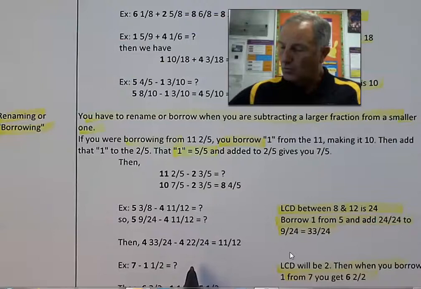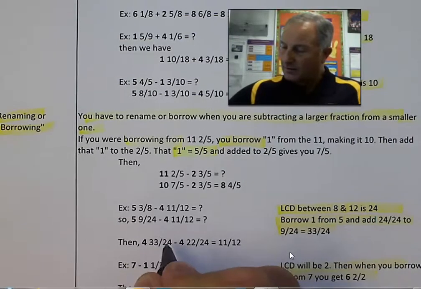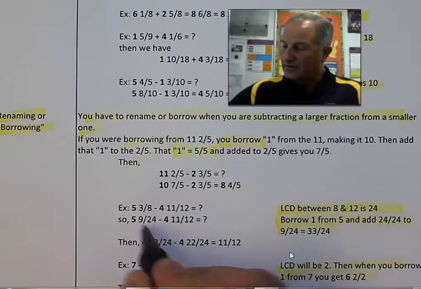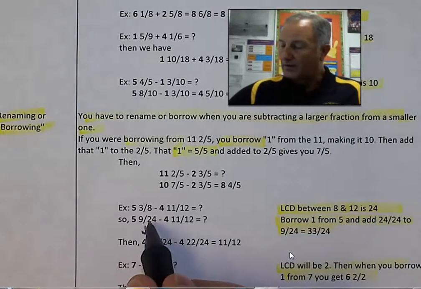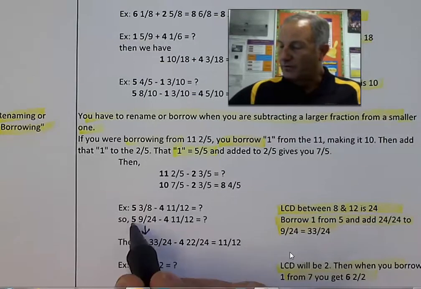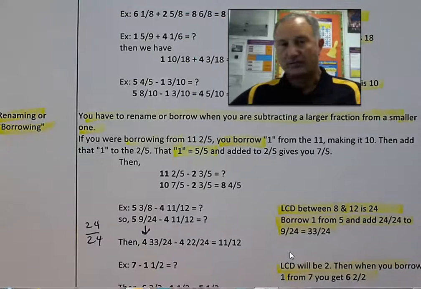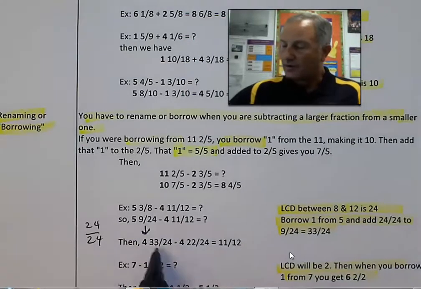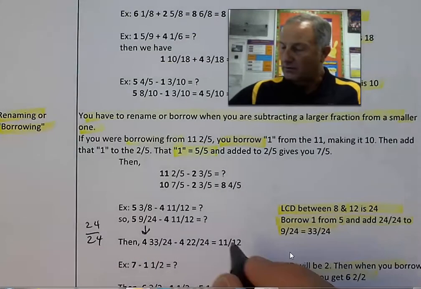So what did I do here? Well, that's a big mess right there. What I did here is this: I can't take 9 minus 22, so to get to here, I borrowed 1 from the 5 and made it 4, but what I borrowed was 24/24ths. That's my 1. And 9 and 24 gives me 33/24ths. Now I can subtract them, and I get 11/12. I'm sorry, I'm going to get 11/24.